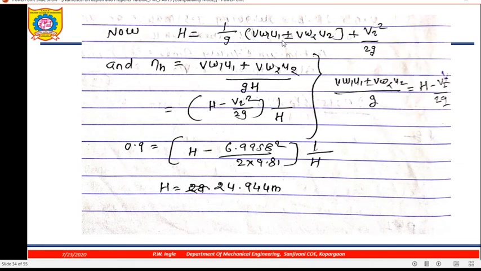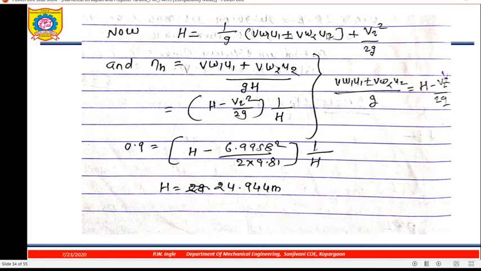Now H is what? 1 by G, VW1 U1 plus minus VW2 U2, upon V2 square by 2G. Okay. Now VW2 is, yes. So hydraulic, now what is hydraulic efficiency? Yes, it is VW1 U1 plus VW2 U2 upon G into H. Okay. So we have written what? Yes.